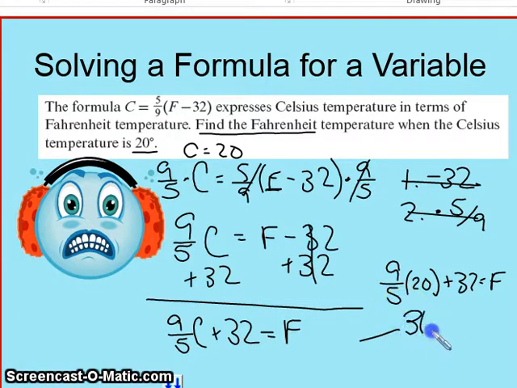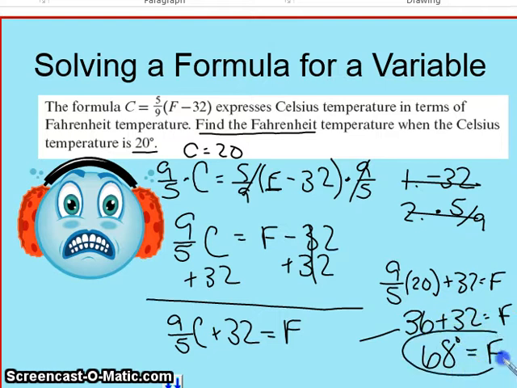36, and then I've got plus 32. 36 plus 32 is 68. So my Fahrenheit temperature when Celsius is 20 is 68 degrees Fahrenheit.